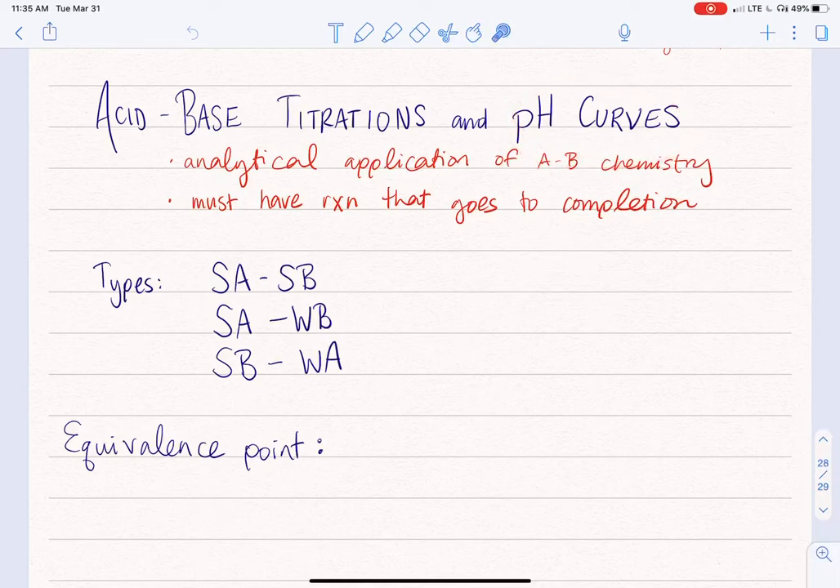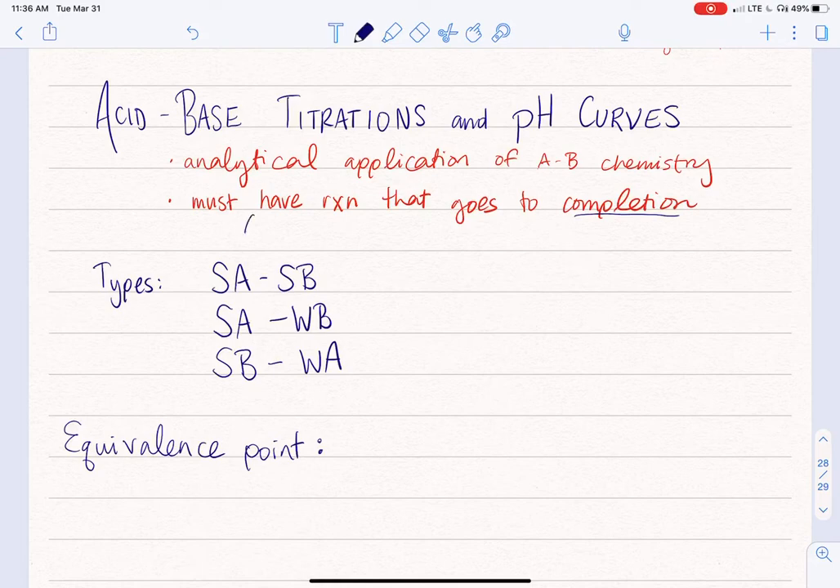So we're going to basically calculate a bunch of data for different types of acid-base titrations and then plot them to generate pH curves. So before we get into the nitty-gritty details and the calculations, I want to really understand what acid-base titrations are. The first thing, which is very important, is that for an acid-base titration, you must have a reaction that goes to completion.